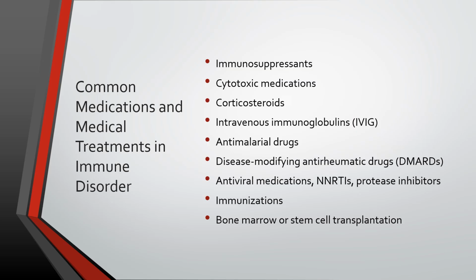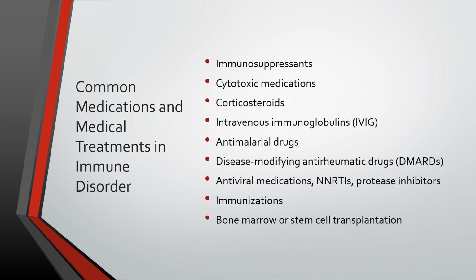Common medications that we may see: immunosuppressants, cytotoxic medications, because those interfere with normal function of DNA. Corticosteroids are our anti-inflammatories. We may use those for juvenile idiopathic arthritis or lupus. IVIG provides exogenous IgG antibodies, usually indicated for primary immune deficiencies or HIV infections. Anti-malarial drugs help prevent flare-ups of lupus and JIA, or juvenile idiopathic arthritis.